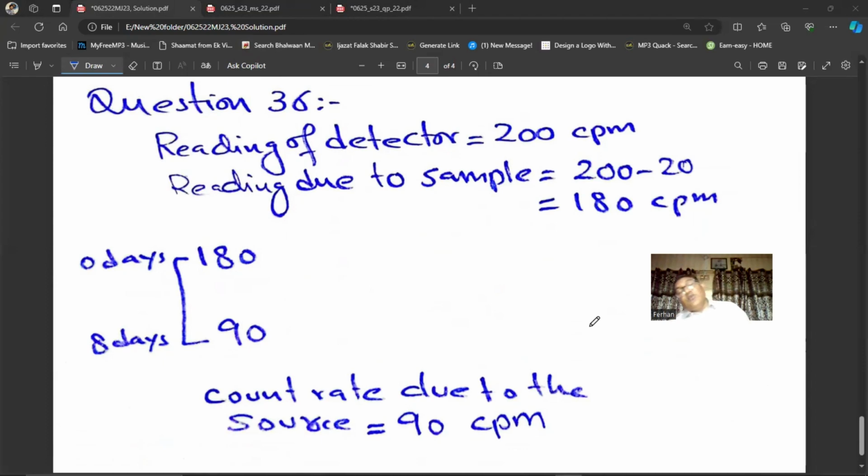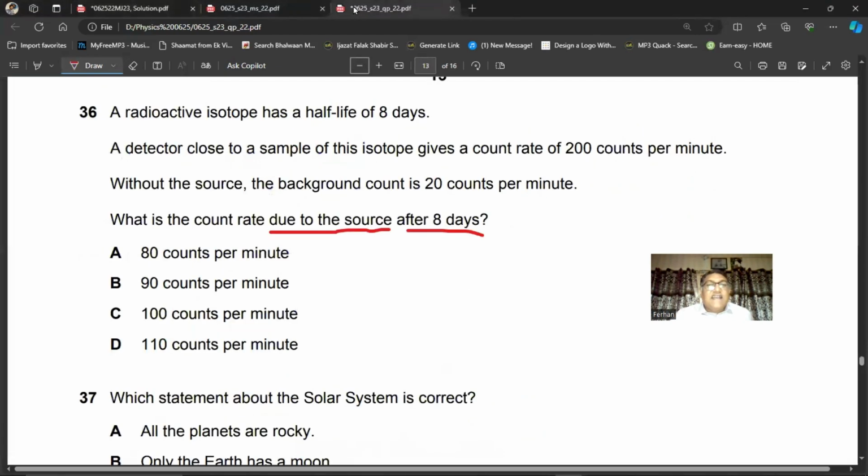So originally the count rate due to the source was 180. After one half-life, the count rate will become half. So after 8 days, from 180, you halve it, it becomes 90. So 90 counts per minute, and this is the pure reading due to the sample after 8 days. So 90 is the answer, sir. This is the reading due to the sample. Okay.